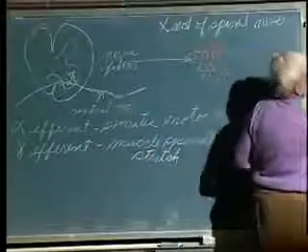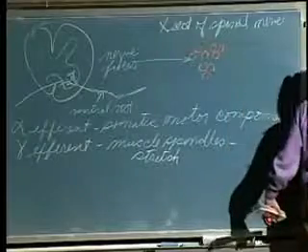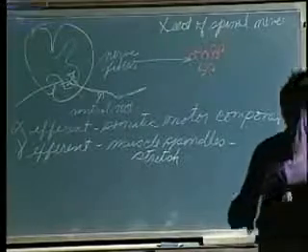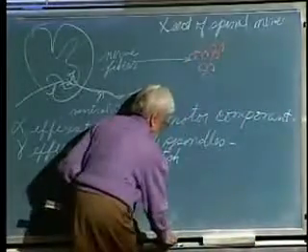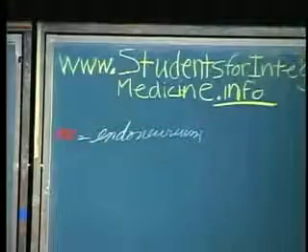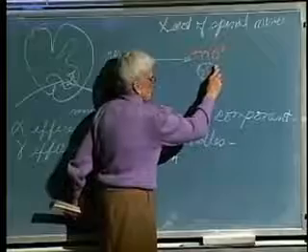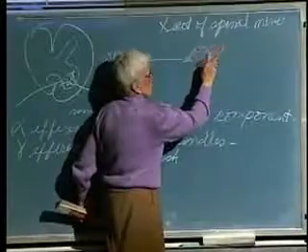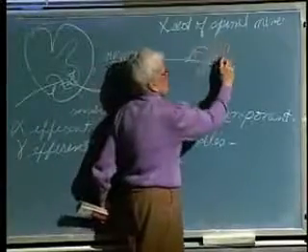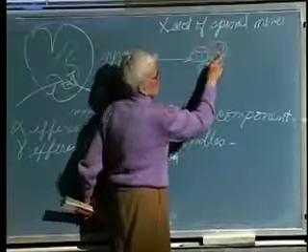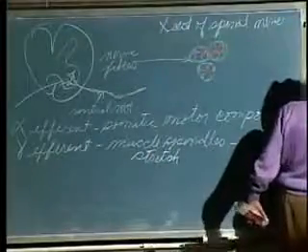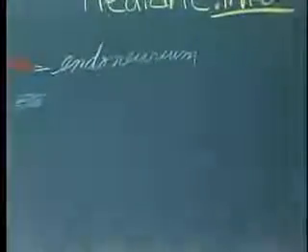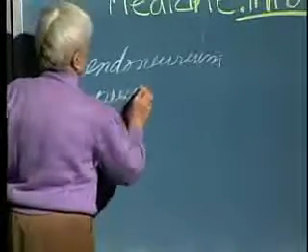our rust color is the endoneurium. And these are gathered together with connective tissue, which will gather them in bundles. So what are you going to call these? Perineurium, right? Perineurium, just around again.